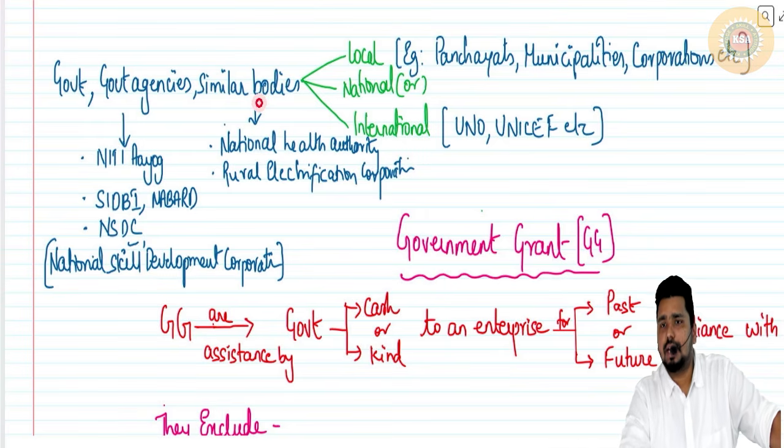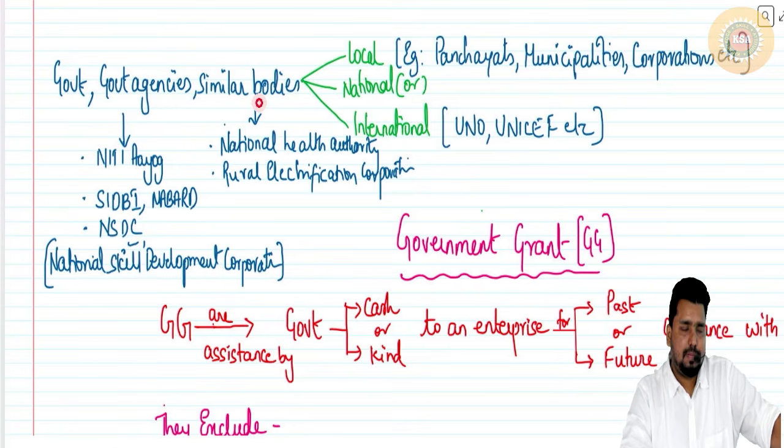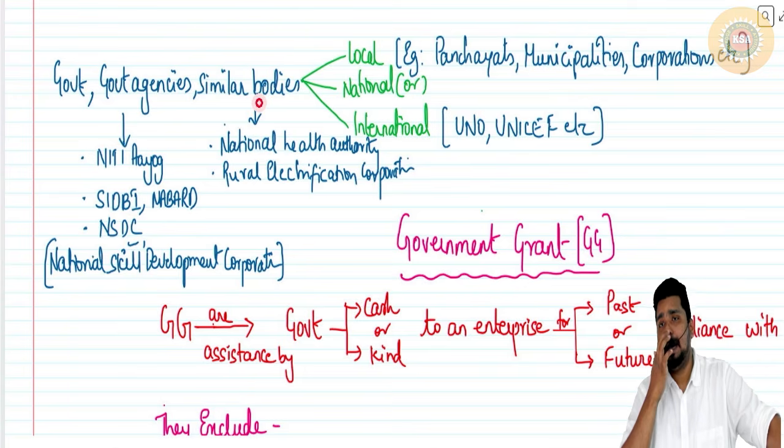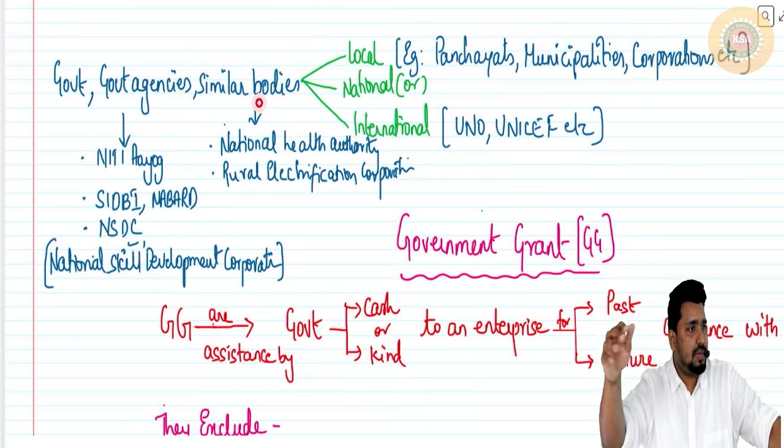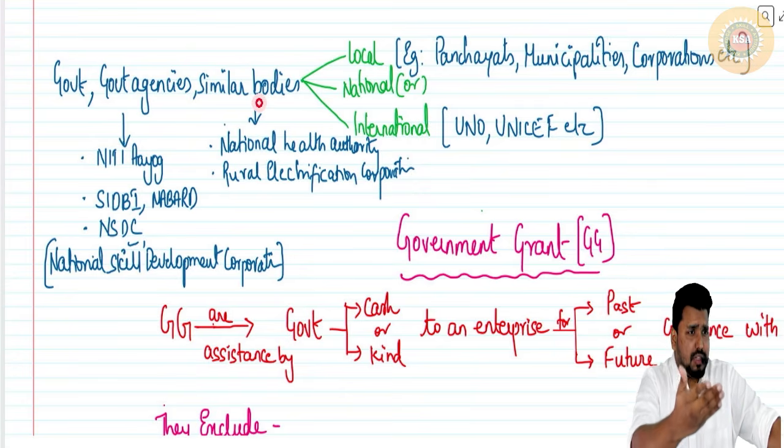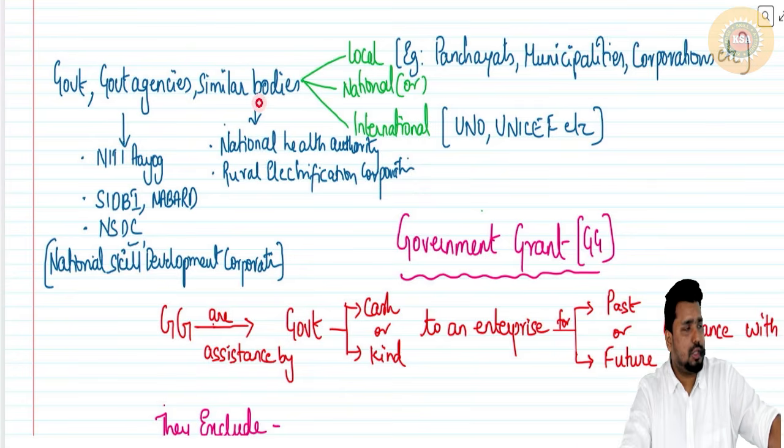The moment you satisfy the definition, immediately will you recognize it or not? What is the meaning of recognition? Recording. Recording means passing a journal entry. Will you pass it immediately, or are there certain conditions? There will be certain conditions. How many conditions will there be? Two conditions. You all remember the two conditions? If there is reasonable assurance that you are able to satisfy whatever conditions were told by the government. Absolute assurance or reasonable assurance?